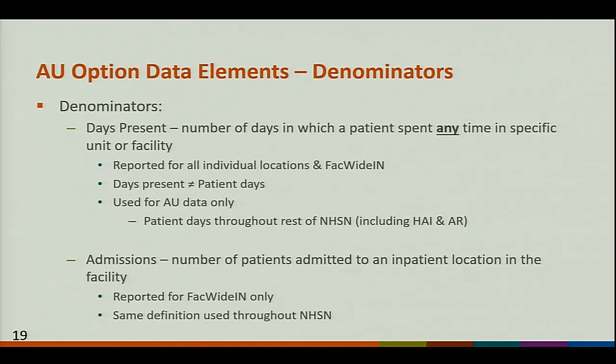We use days present in NHSN for AU option data only. Patient days is really used pretty much throughout the rest of NHSN, which includes all your HAI reporting and your AR option reporting. And then admissions is our second denominator. That's just simply defined as the number of patients admitted to an inpatient location in the facility. We collect our admissions data for FAC-wide IN only. So basically that means we do not get location level admission counts, only for the grouped variable of FAC-wide IN. And our definition for admissions is the same definition that's used throughout the rest of NHSN.